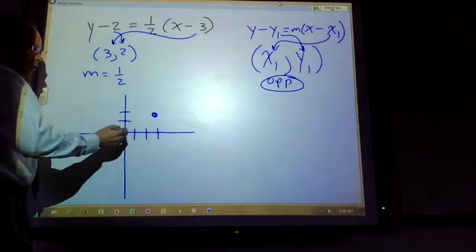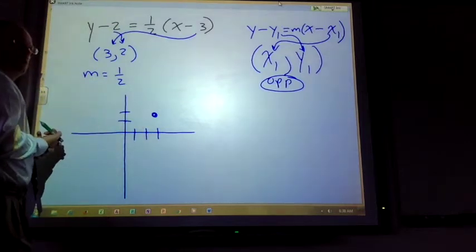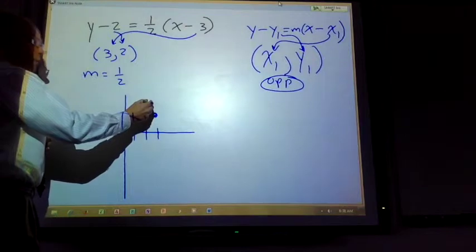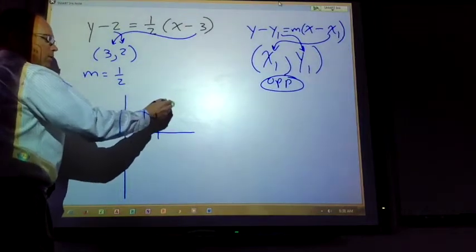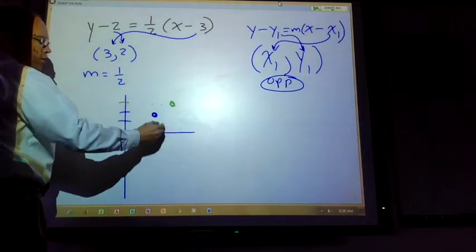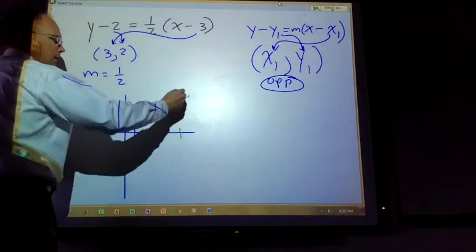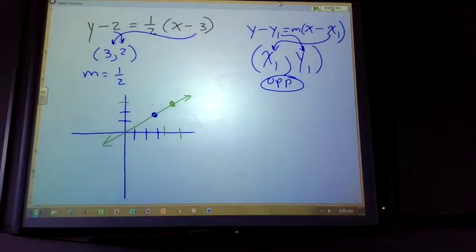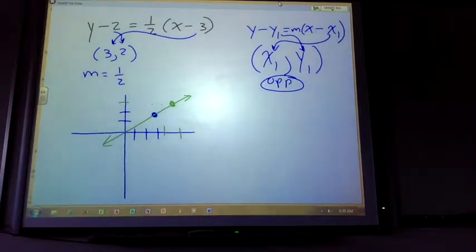So am I starting from the origin or am I starting from the point? From the point. What am I going to do from the point? I'm going to go up 1 and then over 2. Okay, connect the dots. Let me ask you all this. When it's set up as point slope, can I necessarily see where it's crossing the x and the y axis real clear?